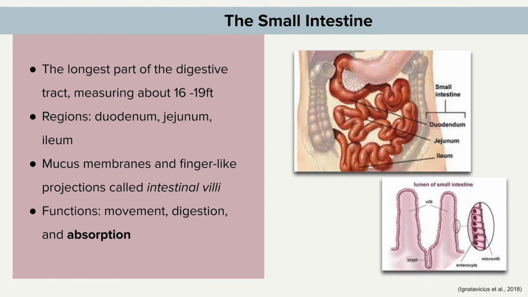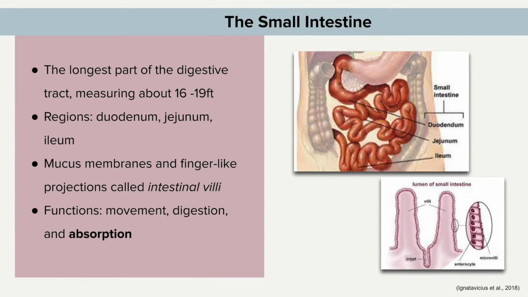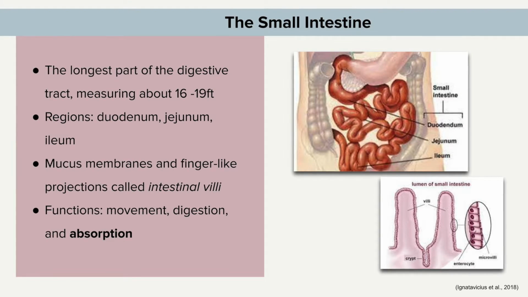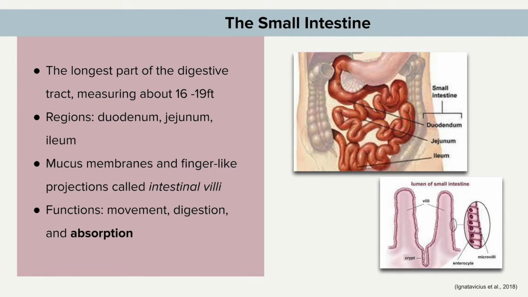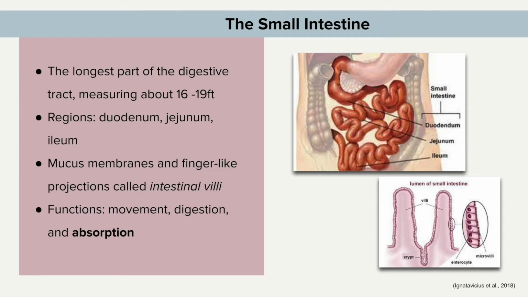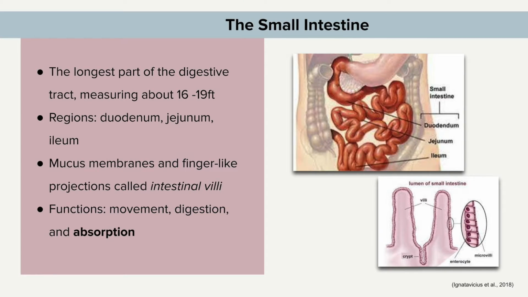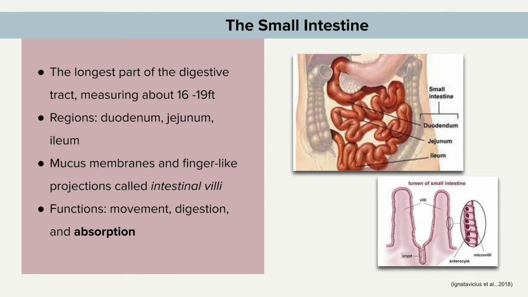The walls of the small intestines have finger-like protrusions called villi, and the intestine produces wave-like movements known as peristalsis to move food further down the tract. The small intestine's major functions are movement, digestion, and absorption. The small intestine is considered the major organ for digestion.